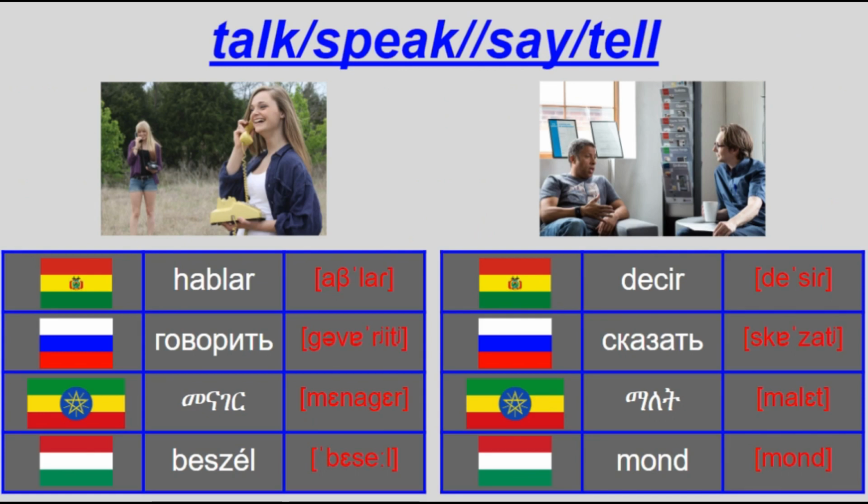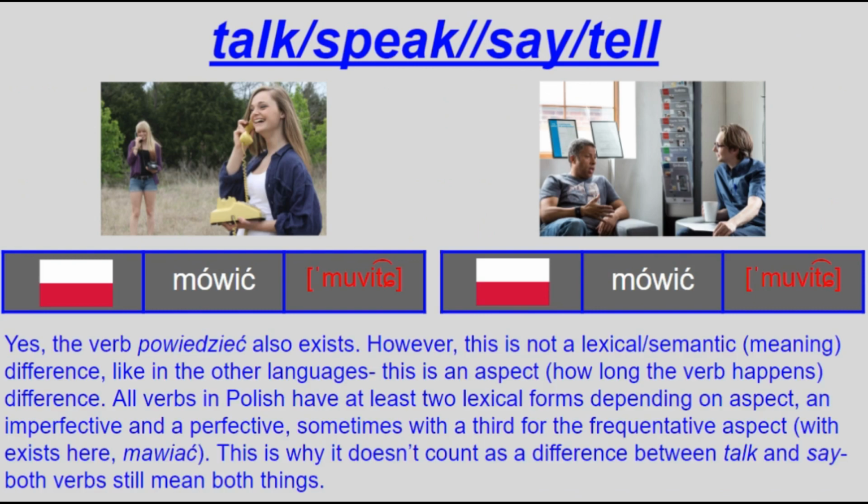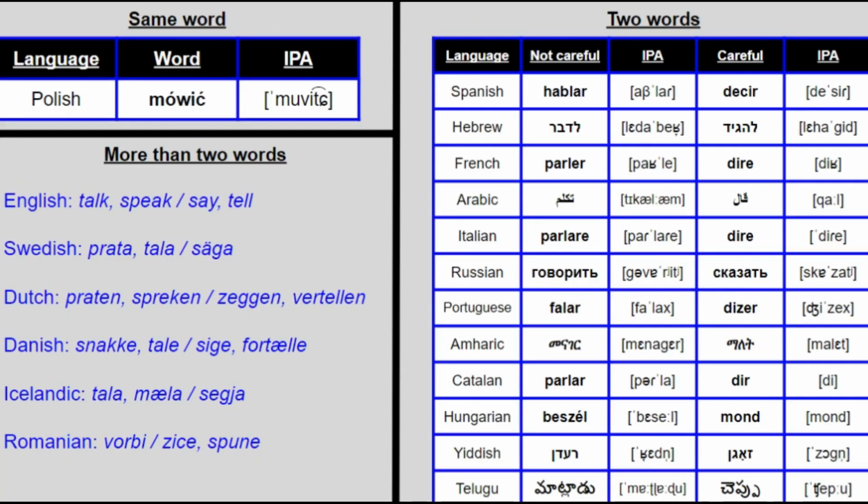I actually find it pretty interesting that this specific distinction is so widespread. The only language I've studied that doesn't even make this distinction is Polish, which uses mówić for both. Yes, there's also powiedzieć, but that's just the perfective aspect form, which happens to be suppleted in this case. Here's the list of words.